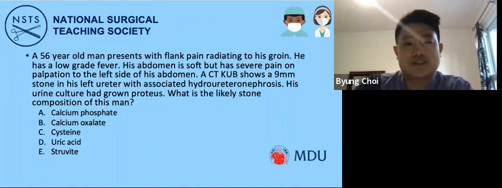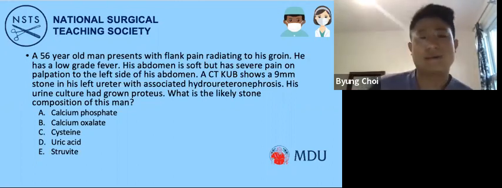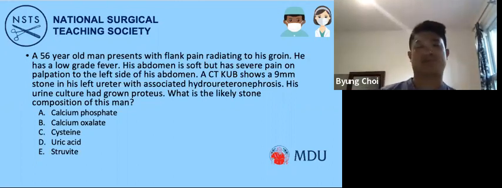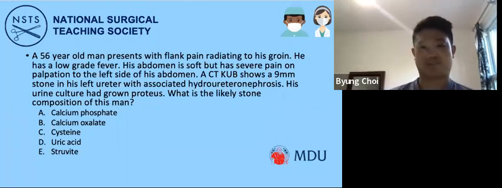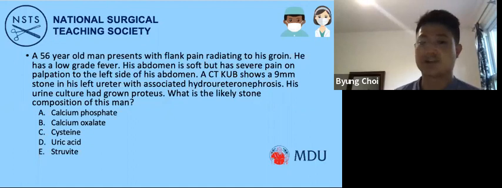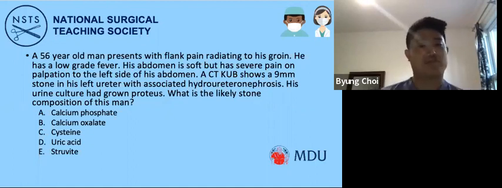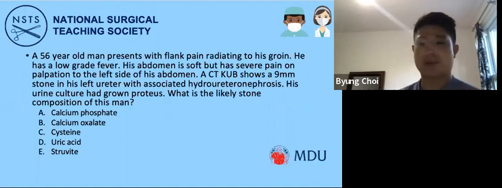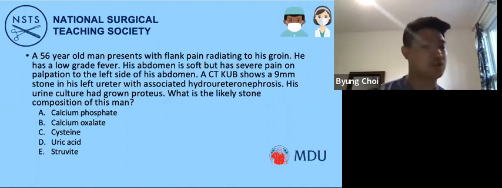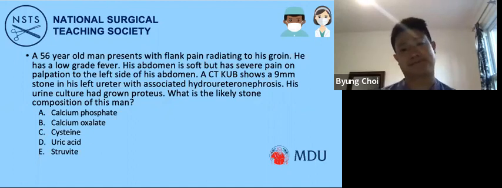A 56-year-old man presents with flank pain that radiates to his groin. He has a low-grade fever. His abdomen is soft, but has severe pain on palpation to the left side of his abdomen. A CT-KUB shows a 9mm stone in his left ureter with associated hydroureteronephrosis. His urine culture has grown Proteus. What is the likely stone composition of this man?